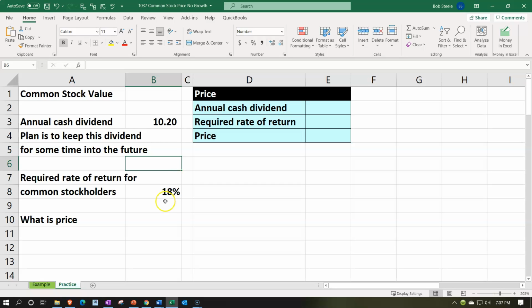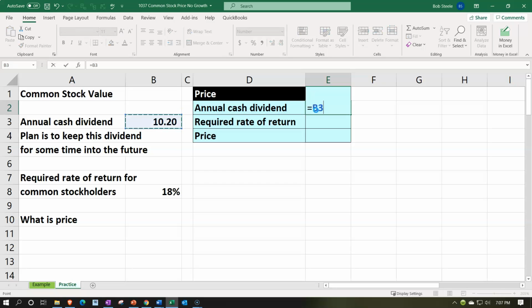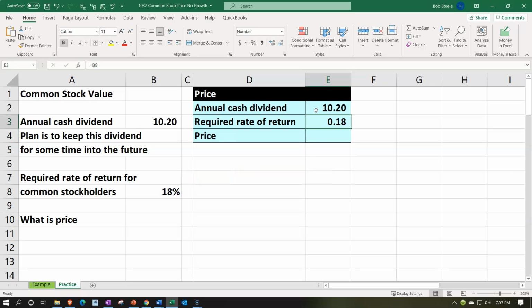Required rate of return for the common stockholder is going to be 18%. If that were the case, what would we consider the price to be for the stock? So the annual dividend is going to be the 10.2, and the rate of return is going to be that 18%, making that a percent, going to the numbers, percentifying it, font and underline. Then this is going to be equal to 10.20 divided by the 18%. That's going to give us 56.67. So we're looking at a price of 56.67.